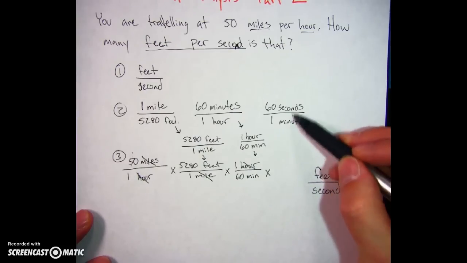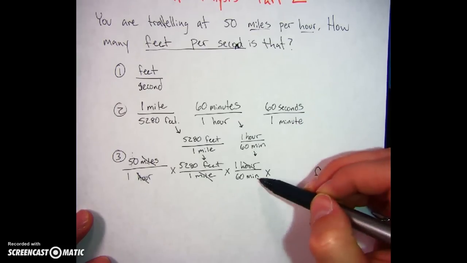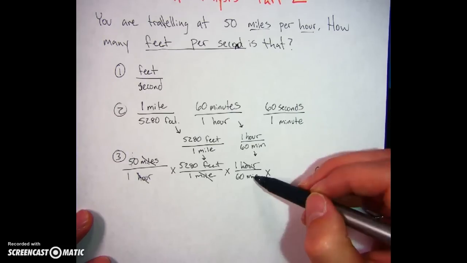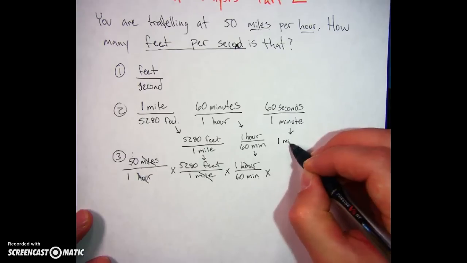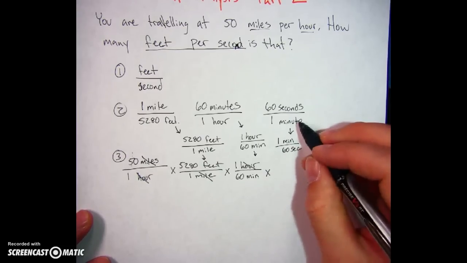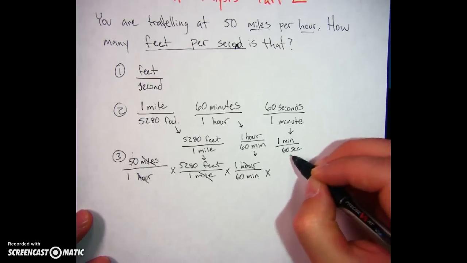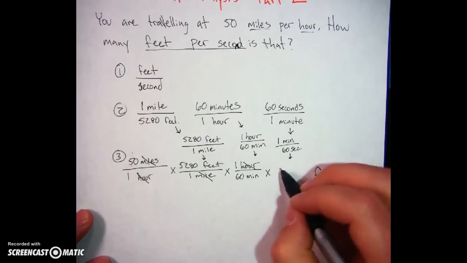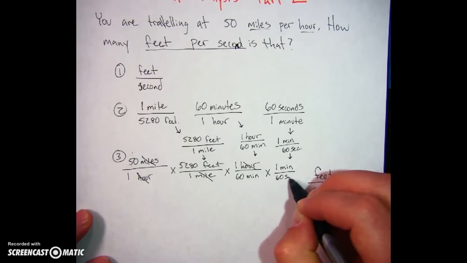We've got minutes into seconds up here, but again, minutes is in the bottom, and we want it on the top so that it'll cancel out. So we got to switch this one around too. Every 1 minute is the same as 60 seconds. That's why we're allowed to flip it, because we didn't change the value. Those are the exact same amounts of time. Now we can plug that in. 1 minute is the same as 60 seconds.